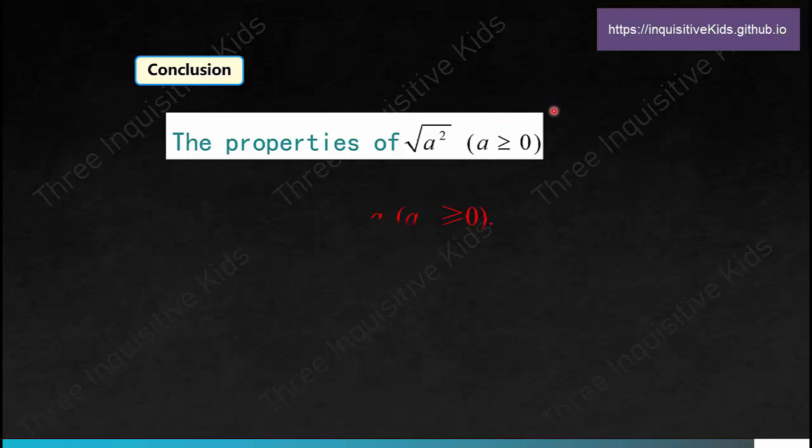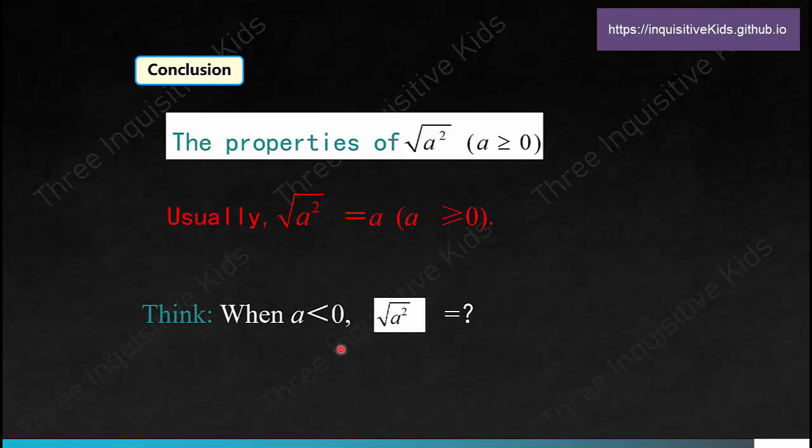Usually the square root of a squared is equal to a, when it says usually. And it only works when a is greater or equal to 0. So when a is less than 0, what does this equal? Simplify.